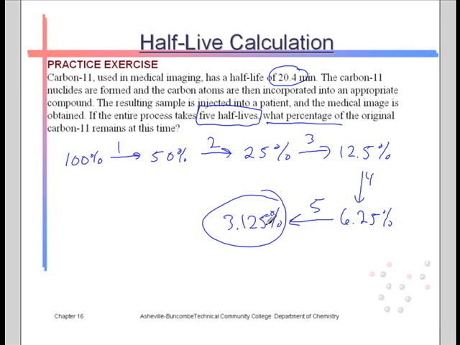Now another possible question associated with one of these is, how much time does it take to get to 3.125%? What's 20.4 times 5 half-lives? Essentially it comes to 1 hour and 42 minutes. These tracers that are used in medical imaging and other medical uses, a lot of them have a short half-life like this. So there's a finite time that they can actually be used after they're created.